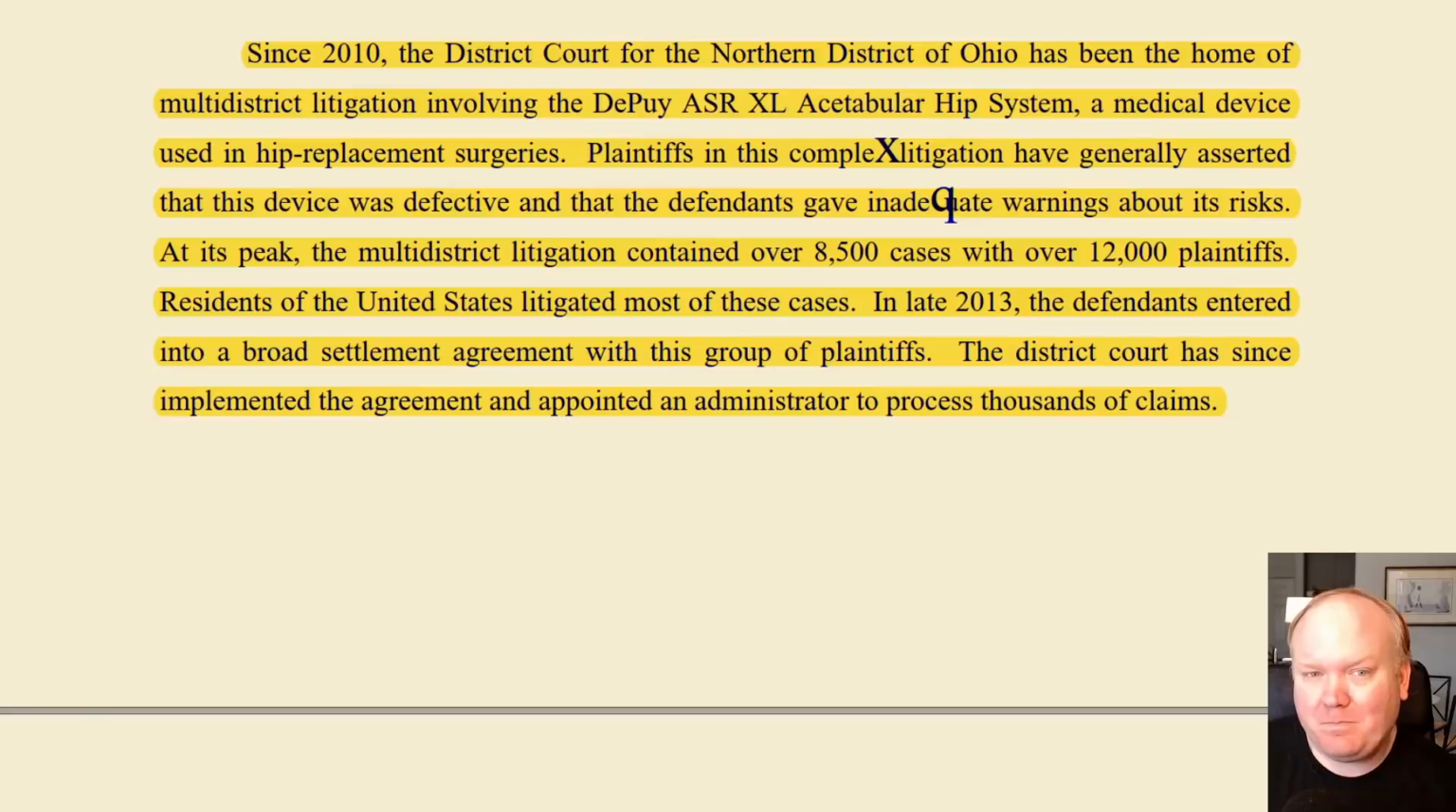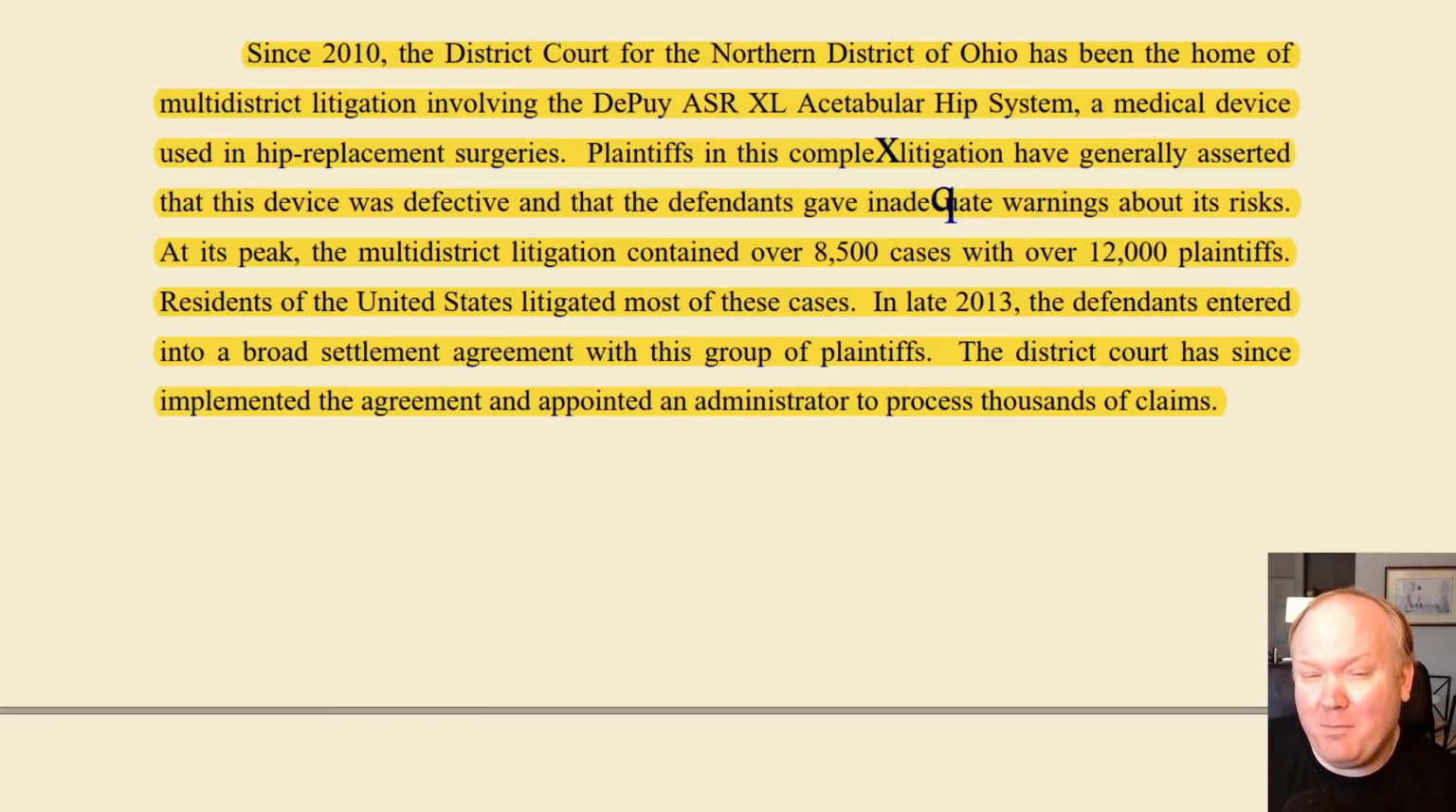Thank God for that. "The plaintiffs in this complex litigation have generally asserted that the device was defective and plaintiffs were given inadequate warning. At its peak, this litigation involved 8,500 cases with 12,000 plaintiffs." Lots of places. So yeah, we've narrowed it down because we've only got 12 cases now. It started out as 8,500 cases. So there's a lot of cases we had to consolidate. So this is 8,500 for the price of one, my friend. For you, my friend, special price. 8,500 for the price of one.